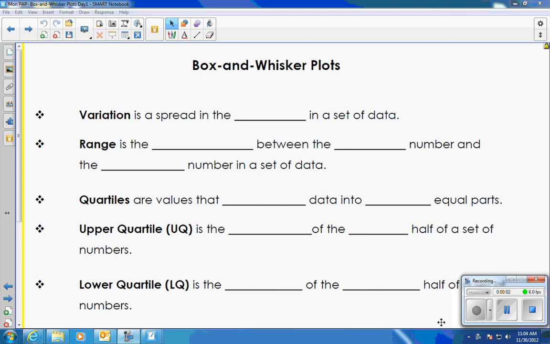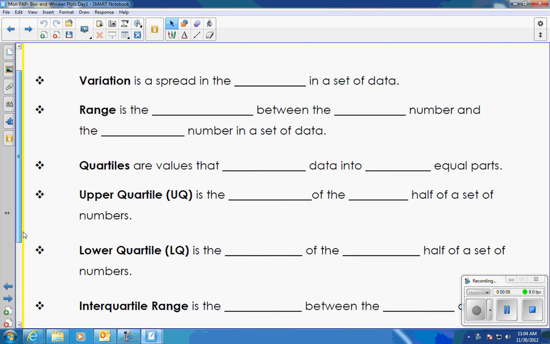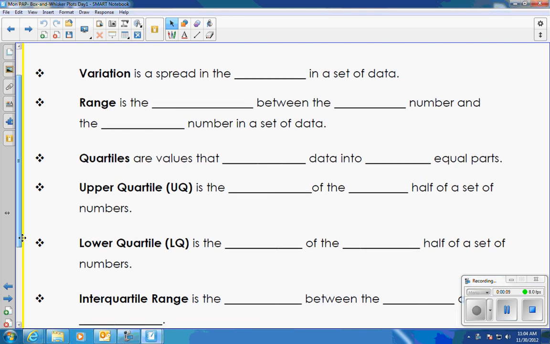This lesson is over box and whisker plots. Before we actually make a box and whisker plot, we need to talk about a few vocabulary words.